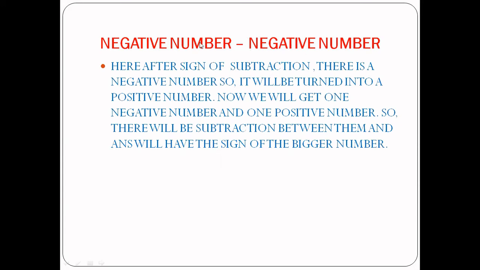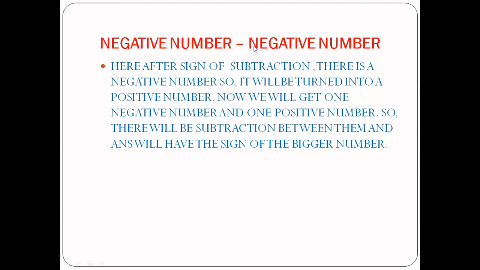So we'll not look at this first negative number, but we have to focus on this subtraction sign and the second negative number. So after this sign of subtraction, which is a minus sign, there is another sign of this negative number, which is also a minus sign. So there are two minus signs. When we get two minus signs, then this negative number will be turned into a positive number and this minus sign will be turned into a positive sign.